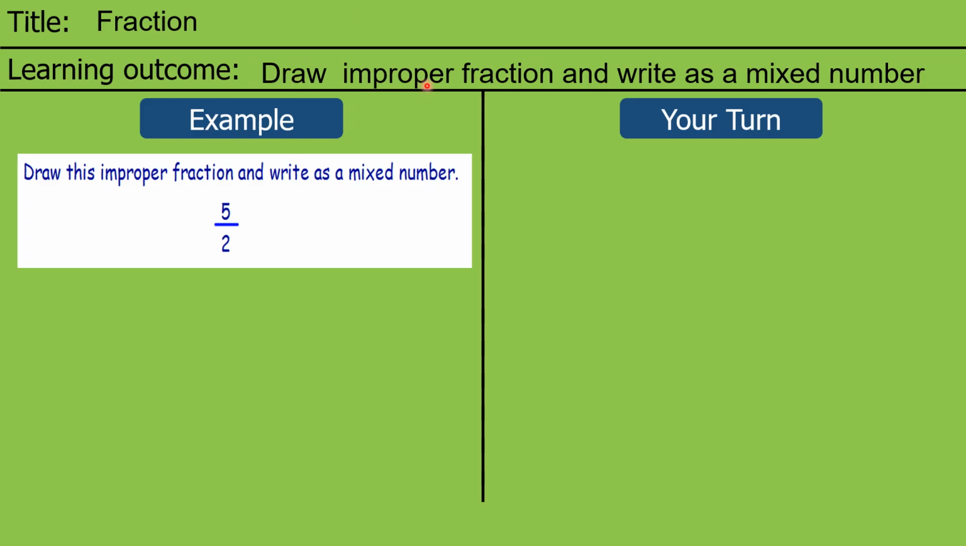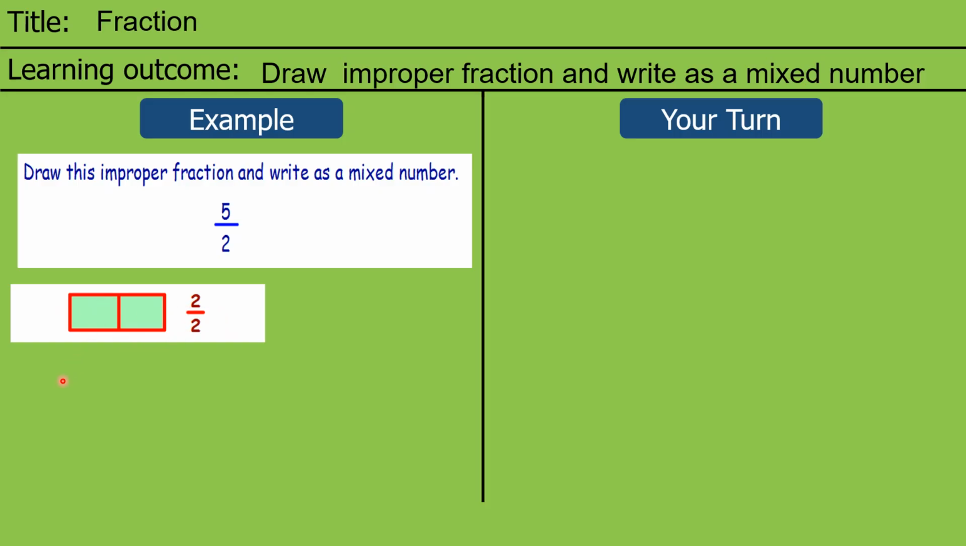Draw this improper fraction and write it as a mixed number. So let's start with 5 divided by 2, which will give you two wholes. So our first whole is divided into 2 equal parts. So that's our first whole, which is divided into 2 equal parts. So 2 halves, and 2 halves give you 1.